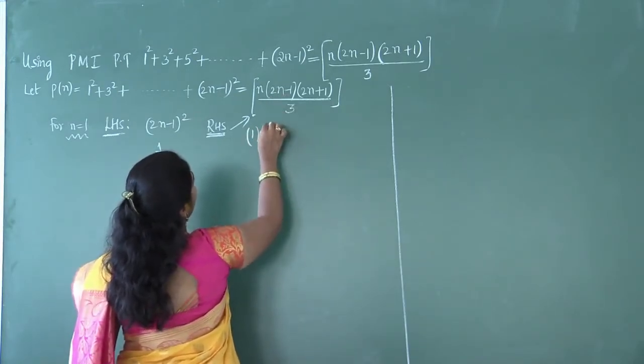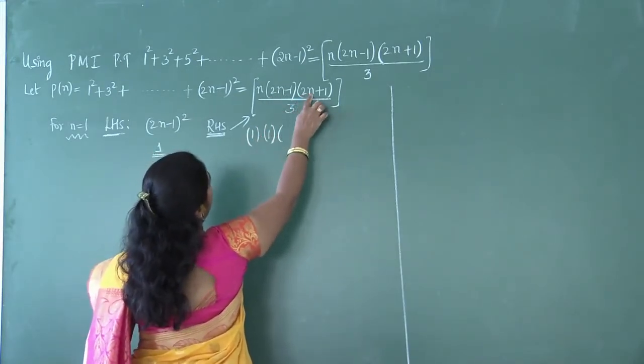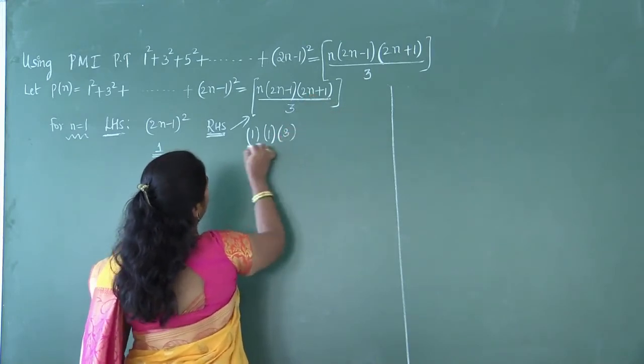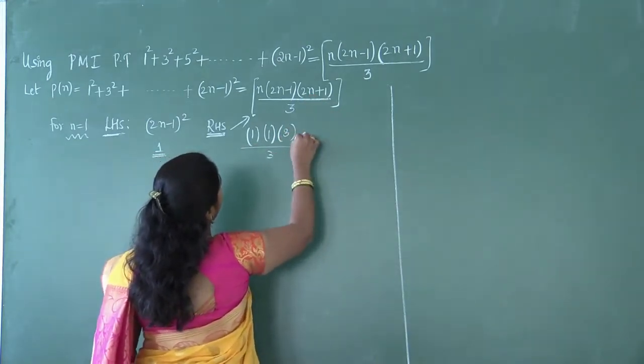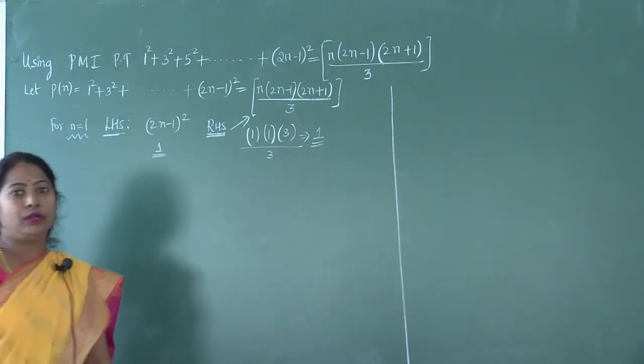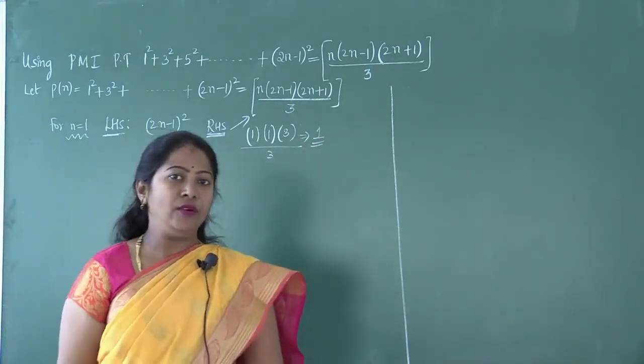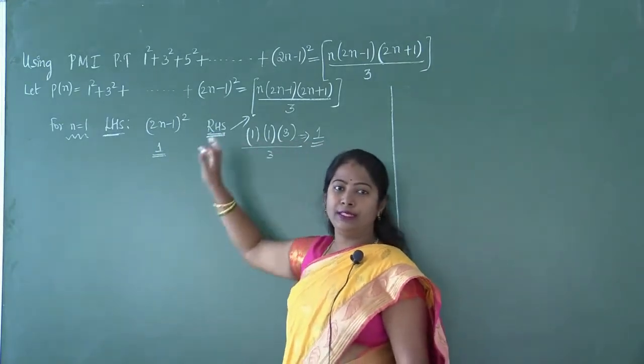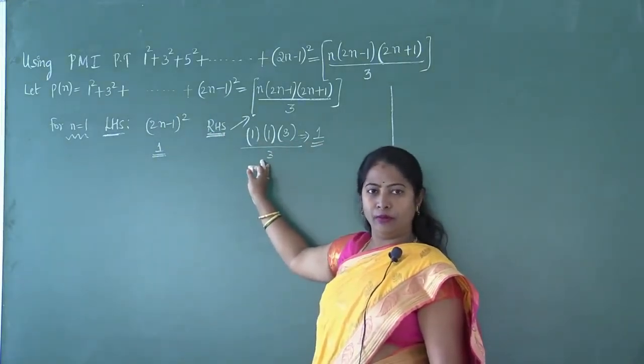2. 2 minus 1, 1 again. 2 into 1, 2. 2 plus 1, 3. Complete thing divided by 3. What is 3 by 3 equal to? 1 again. LHS is equal to RHS. Therefore, the given statement is true for n equal to 1.